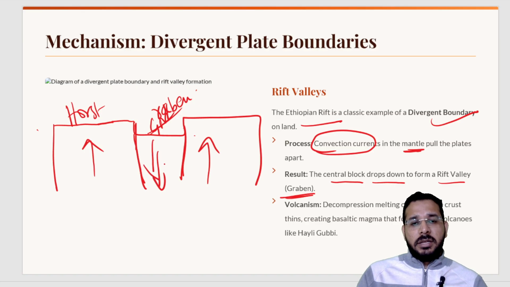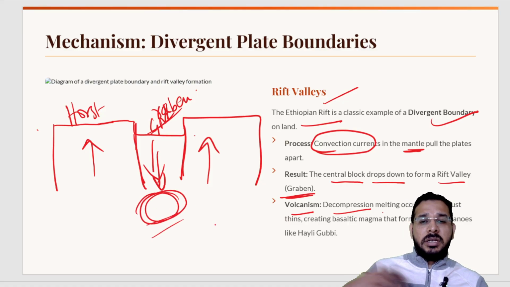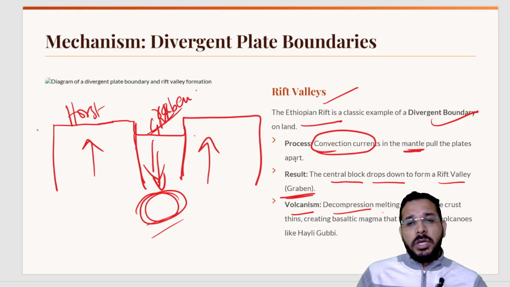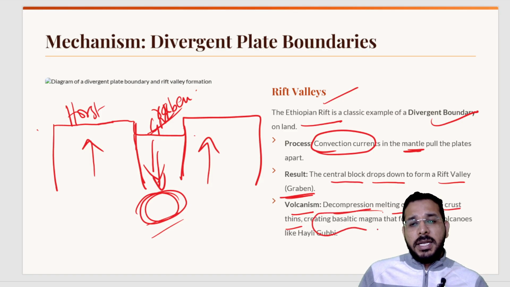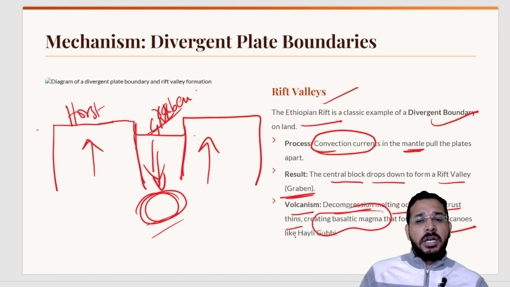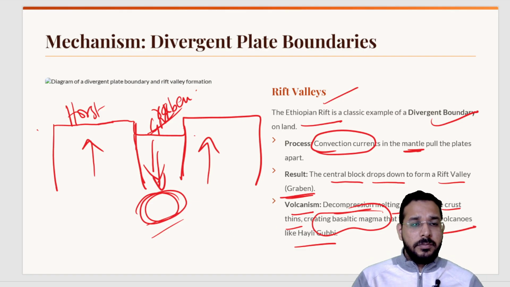So it is subducting inside, it is going inside, because of which it also leads to the very hot nature of that region. Hottest place on earth is there, and it also leads to volcanic eruptions, decompression. When the plate is going inside, the plate rock material will also get molten, and the molten material will increase, which will result in eruption of volcanoes. Melting occurs at the crust, and the crust will thin, because of which basaltic magma will develop, forming shield volcanoes like Hayli Gubbi.